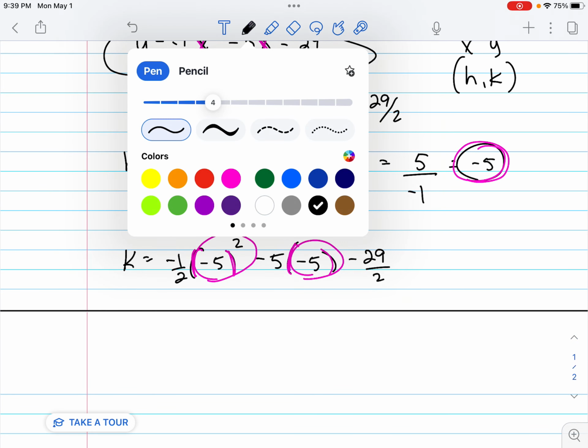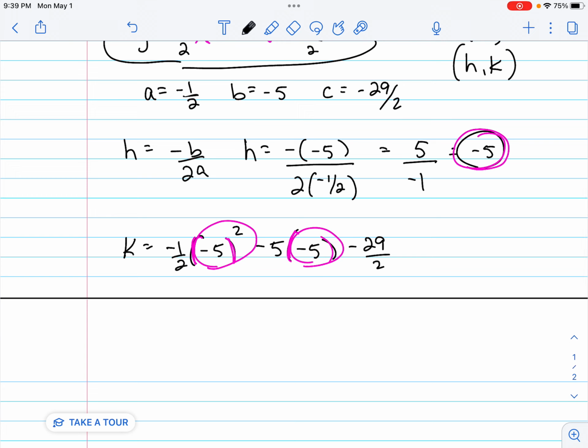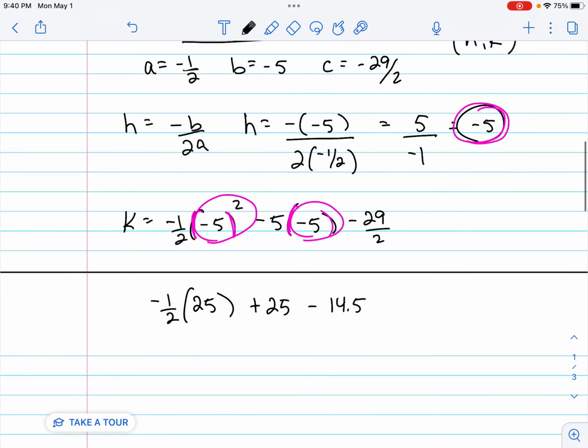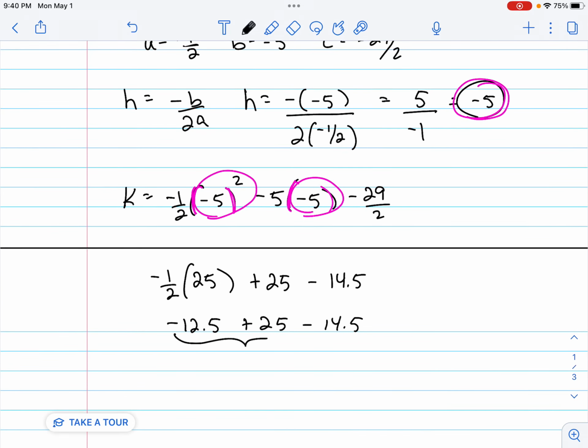Then, like I said, you can use your graphing or your scientific calculator, just type all that in, or you can kind of do it in your head. Negative 5 squared is 25. Negative 5 times negative 5 is positive 25. And then 29 divided by 2 is 14.5. Negative 1/2 times 25 is negative 12.5, plus 25, minus 14.5. Then that is positive 12.5 minus 14.5, which is negative 2.